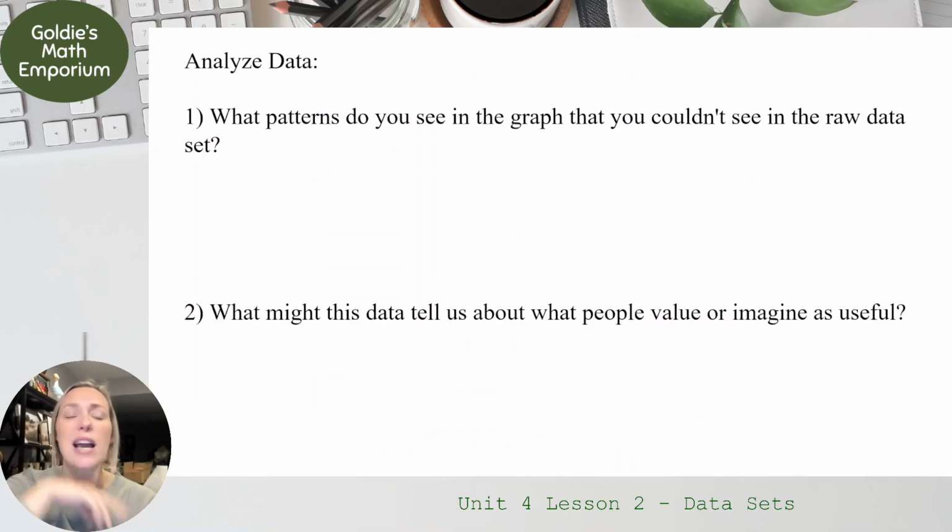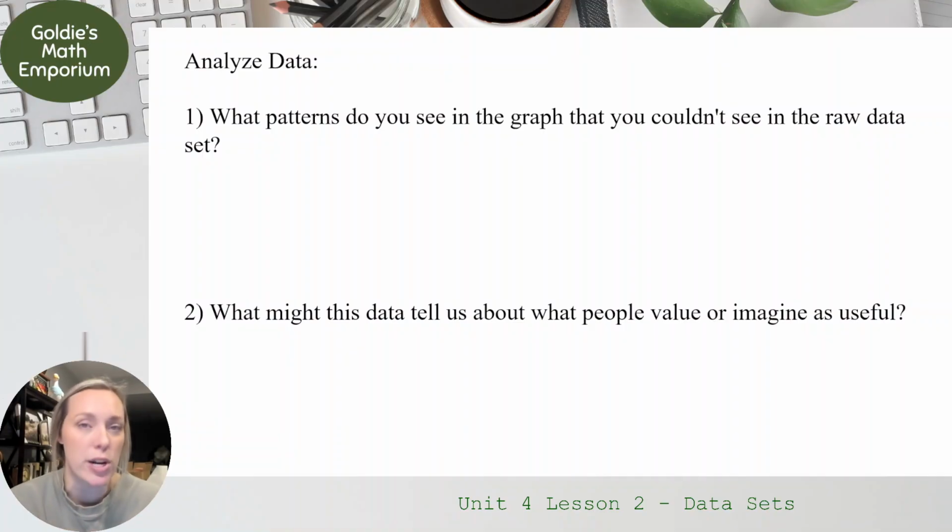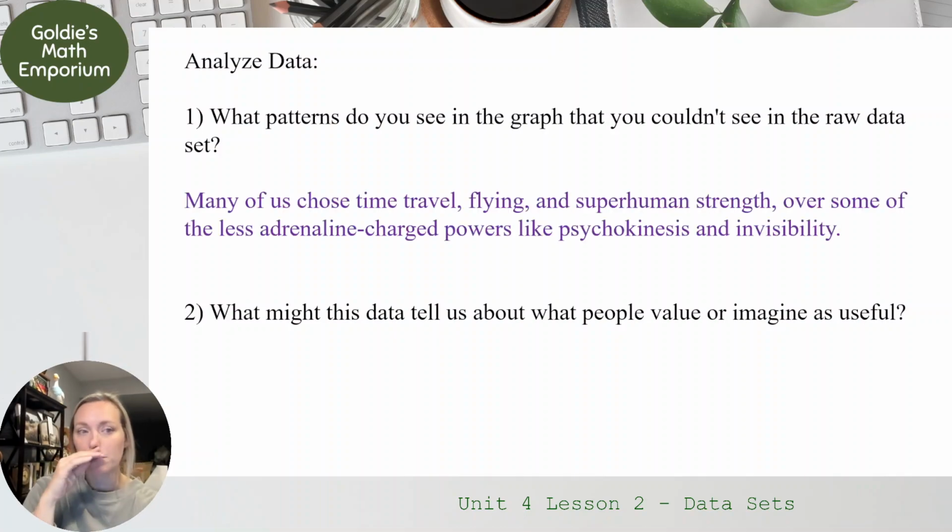Okay? For us, I just have 2 easy questions. What patterns do you see in the graph that you couldn't see in the raw data set? So think of raw data again when I just listed out the words on the board. Okay? Not necessarily the table, because the table is an organized piece of data. That's part of organizing your data. But what could we see in the graph that we couldn't see necessarily on the board?